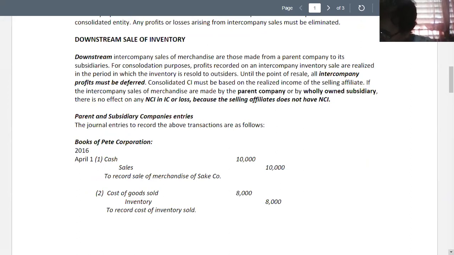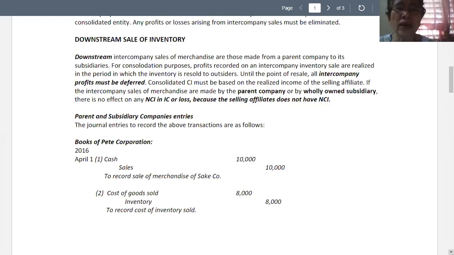Until the point of resale, all intercompany profits must be deferred. Again, downstream intercompany sales are those made from a parent, so that's downstream, from a parent to its subsidiaries. For consolidation purposes, profits recorded on an intercompany inventory sale are realized in the period in which the inventory is resold to outsiders. Until the point of resale, all intercompany profits must be deferred.